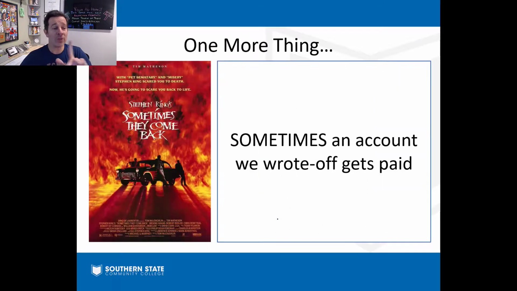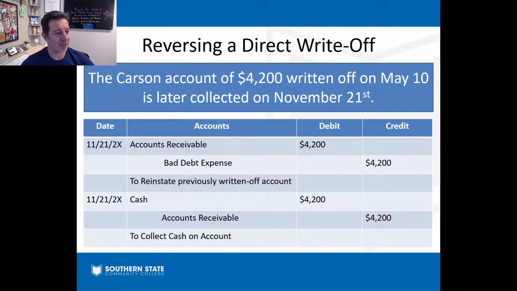One more thing. Sometimes they come back. What do I mean by that? Sometimes we write off an account and the customer comes back to life. Zombie customer. And now they've repaid us. Okay? It's rare, but sometimes we write off an account and that account ends up being collected. Sometimes they come back. So how do we handle that? We basically reverse out the write-off.